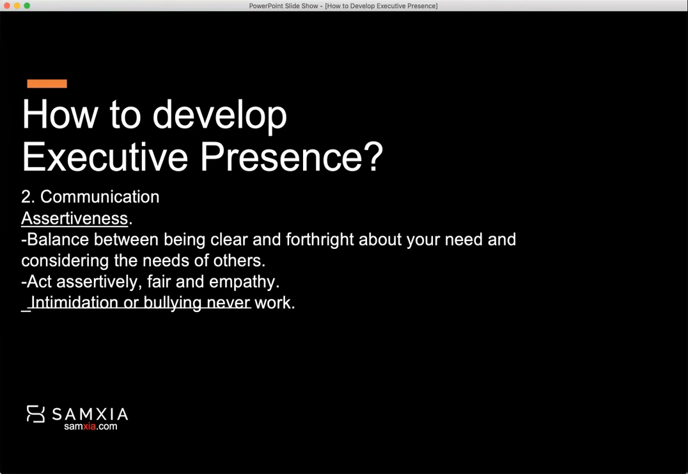And we all know that intimidation or bullying never works. We hate dictators. Who doesn't? Because that's fear driven and we hate that. People could tolerate it when they need you, when they have to pay the mortgage, but once they have better choices, better alternatives, they will leave you. So intimidation and bullying never work.